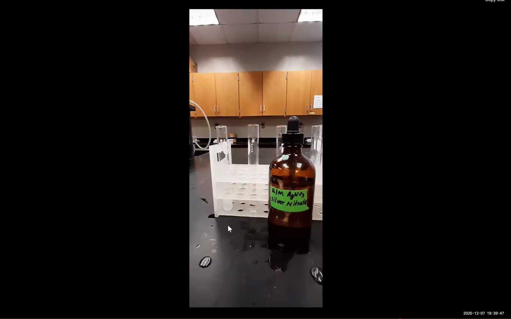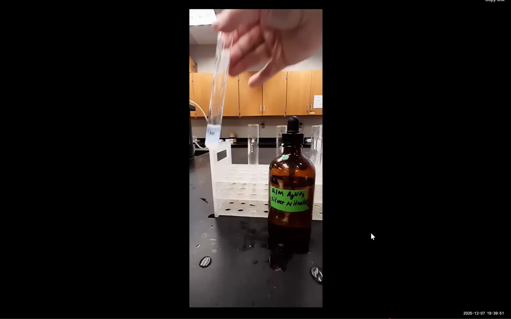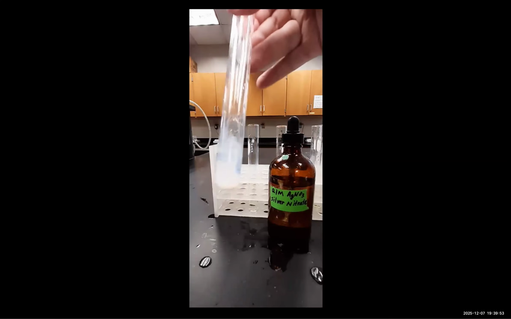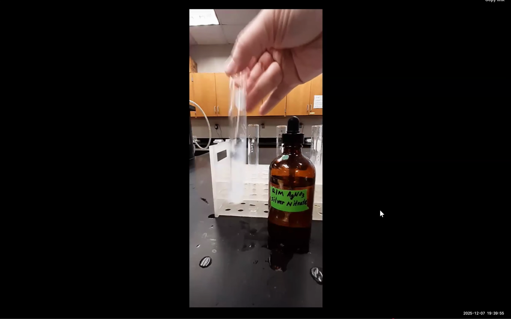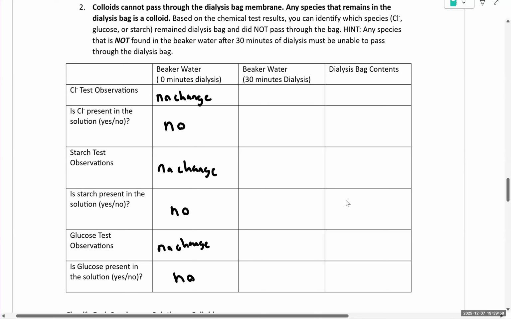So when we tested with silver nitrate, we saw a positive test result. So for the 30-minute beaker water, we're going to write that we had a positive test result. So for the chloride test observations, we observed a white solid. So chloride was present.